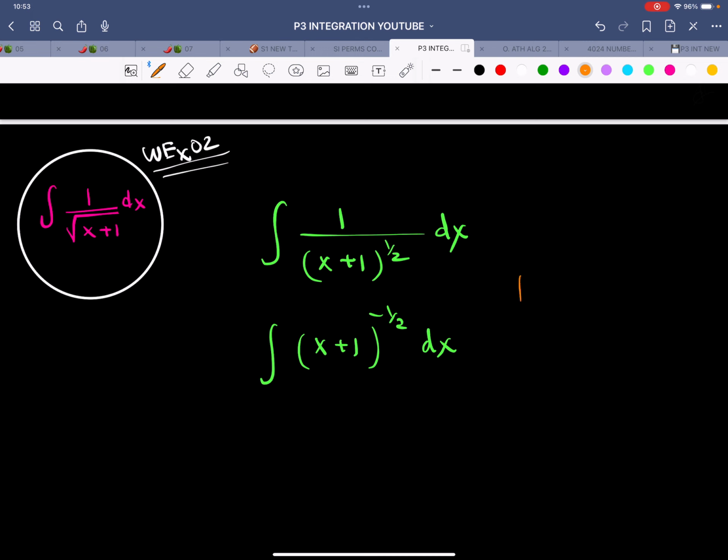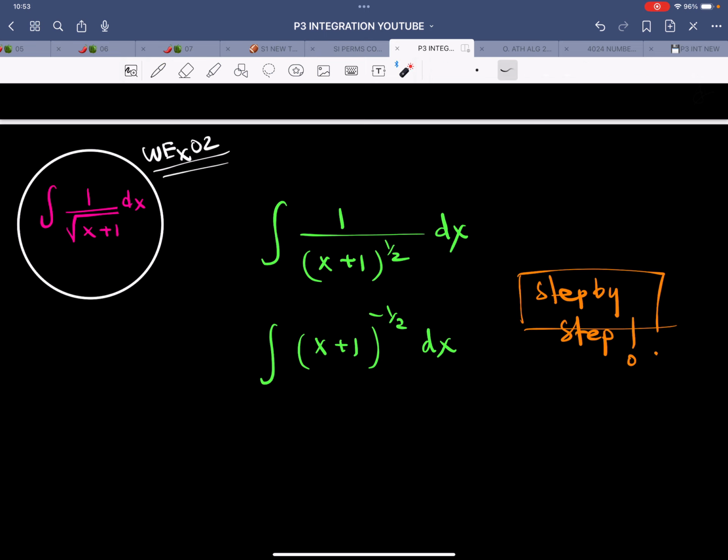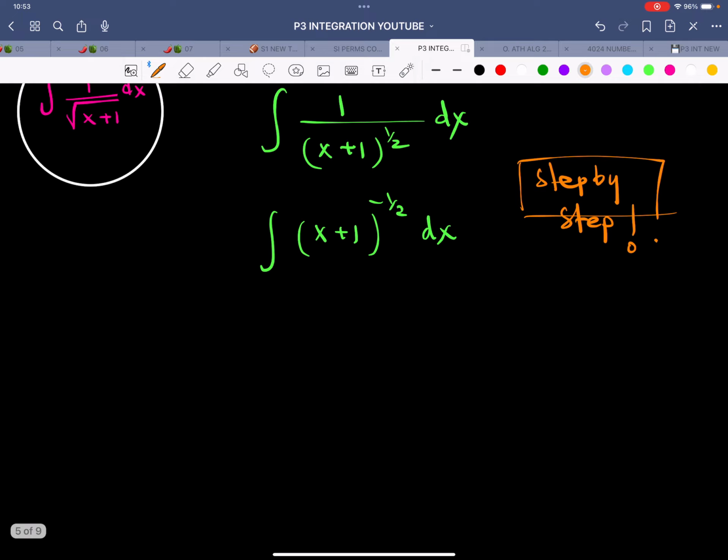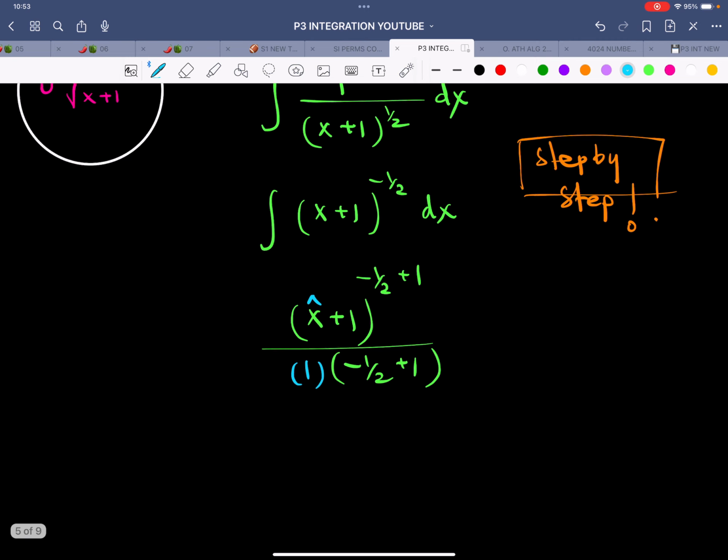A word of caution, go step by step. Don't haste into doing things all at once. What I simply did over here is to take this up. I have not yet integrated it. Keep that in mind. Now let's do the integration. So this is x plus 1. It's a linear expression. The power increases by 1. Divide by the new power. Divide by the coefficient of x or derivative of bracket, which is 1.